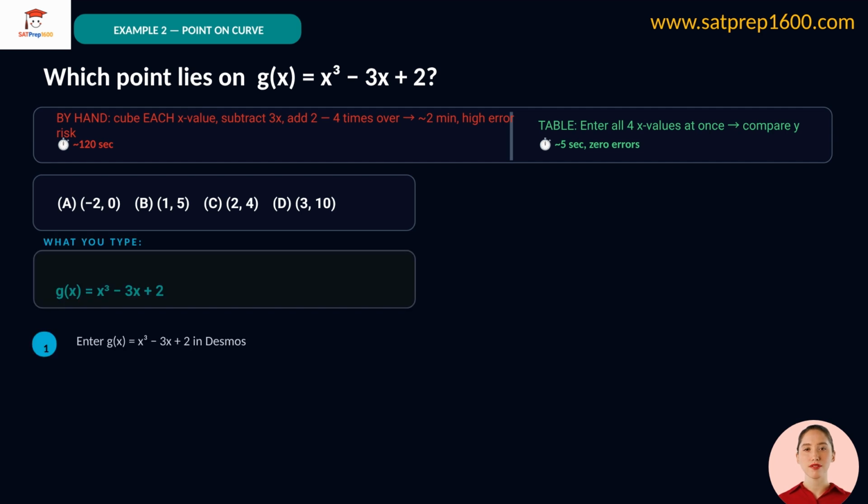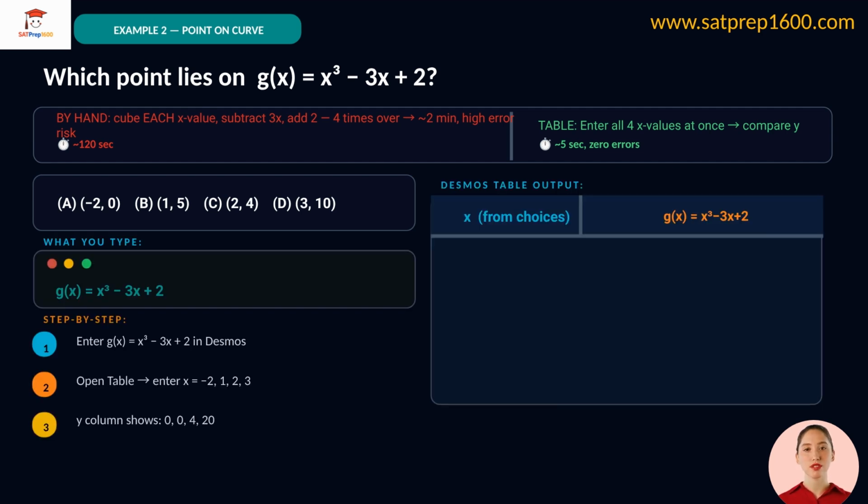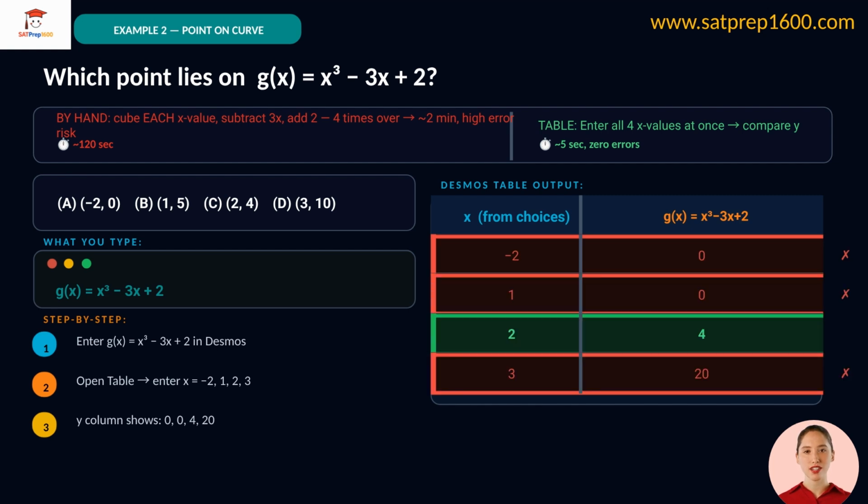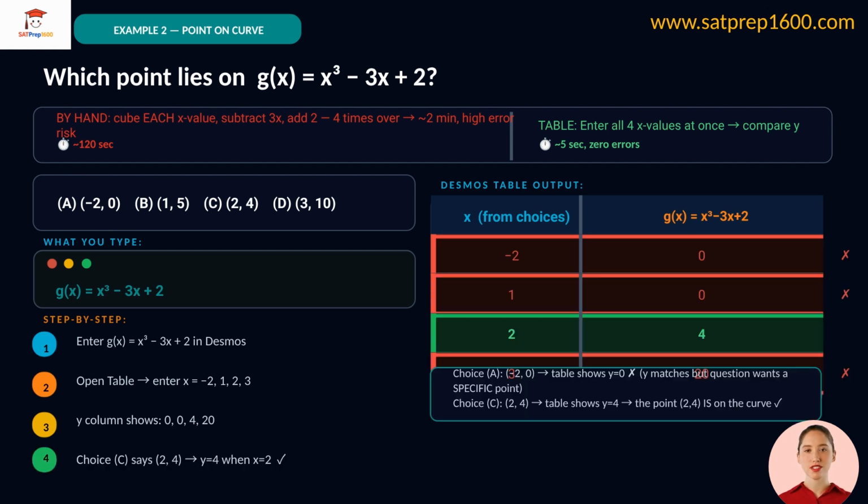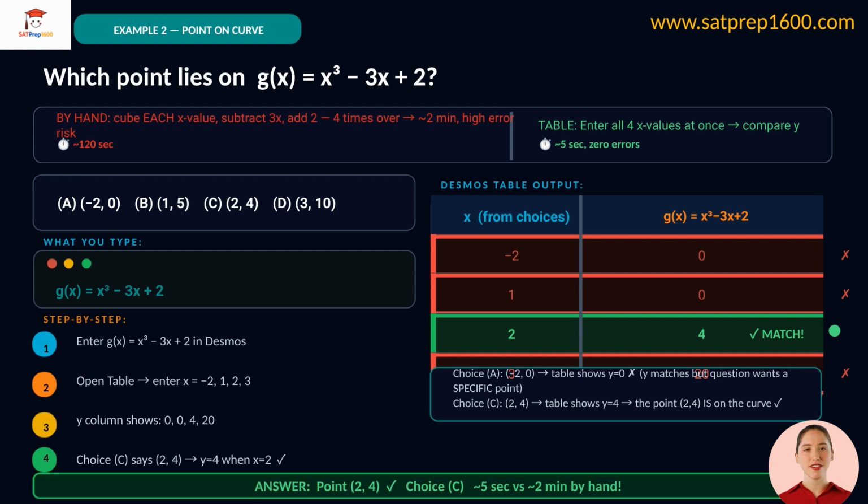With the table, type the function, enter x equals -2, 1, 2, 3. Desmos returns 0, 0, 4, 20. Now check the choices. Choice C says the point (2, 4). And our table shows when x equals 2, y equals 4. Match, answer is C. 5 seconds versus 2 minutes. The cubic doesn't scare you anymore.